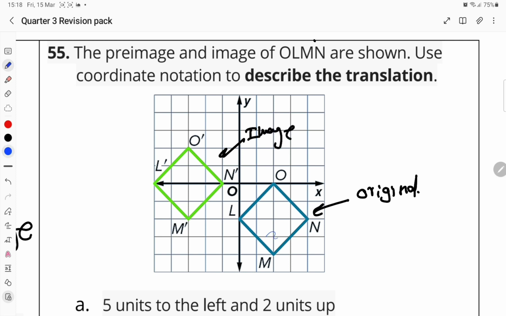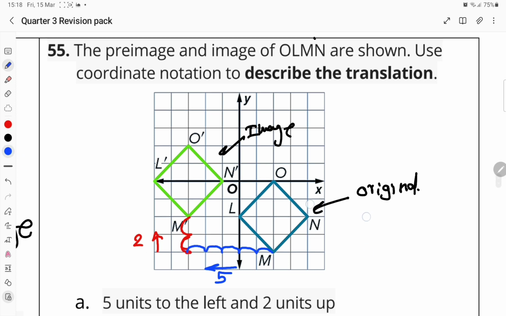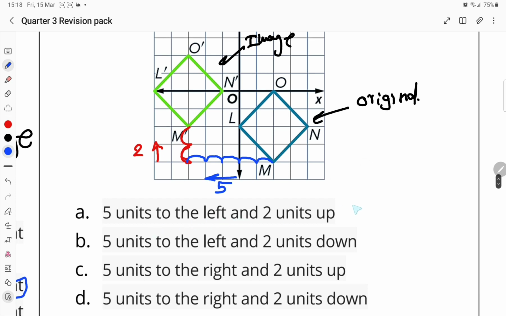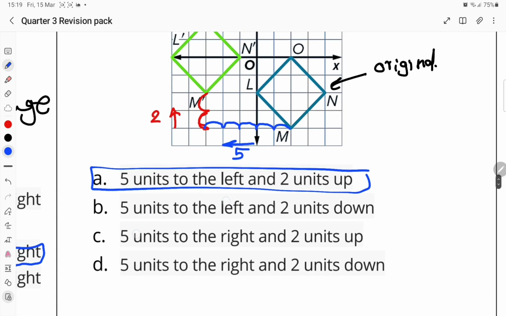Very good. So from M to M prime, count to the left. 1, 2, 3, 4, 5. I went 5 to the left. And how many steps up? 1, 2. So we went up 2 steps. Very good. So again, we moved 5 to the left and 2 units up. Amazing.